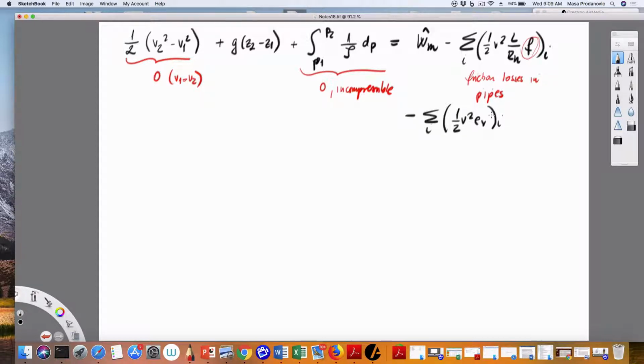And these Ev are the tabulated values for different types of connectors in the piping system. So I'm just going to refer to this as Ev A, just to shorten it, and this is going to be Ev B.